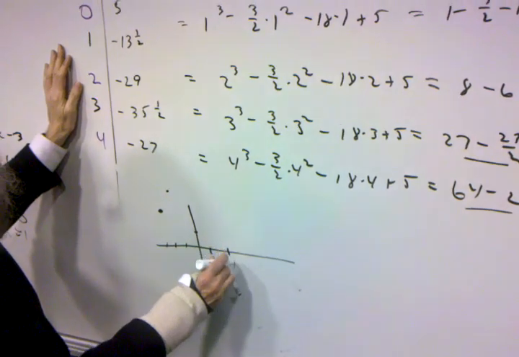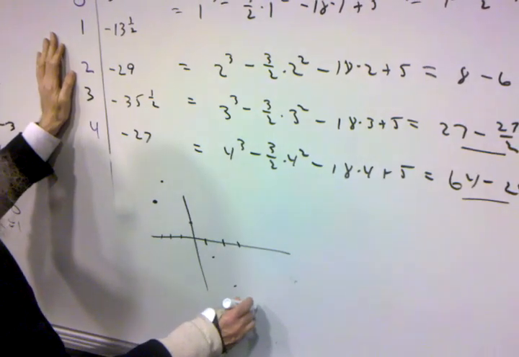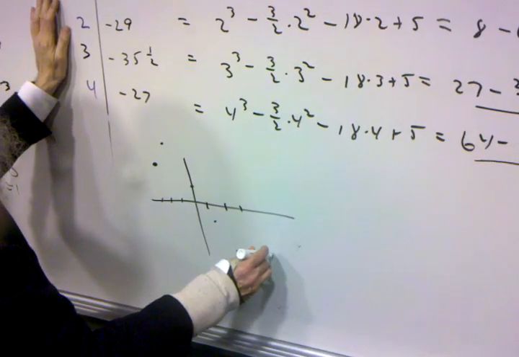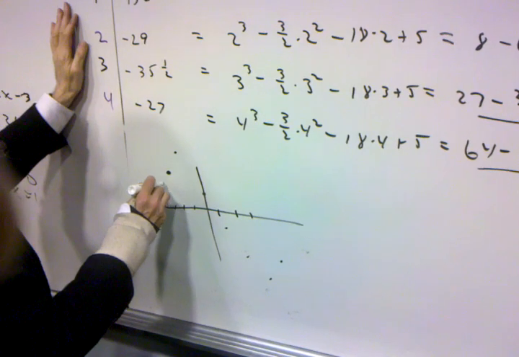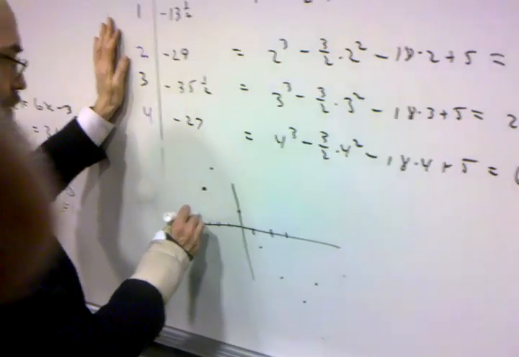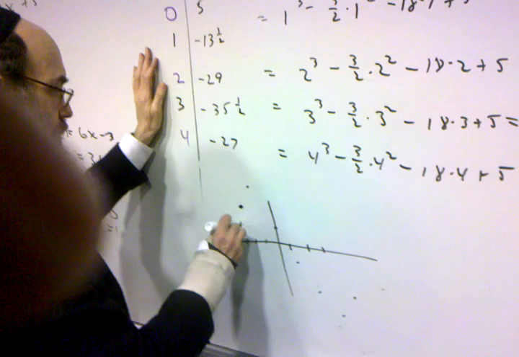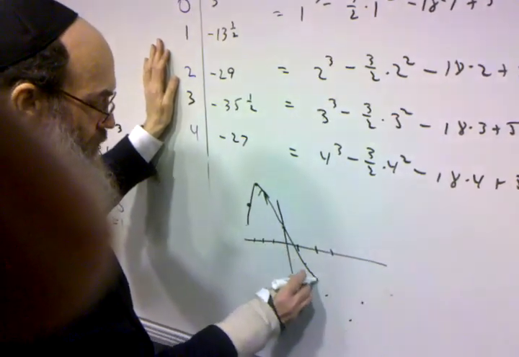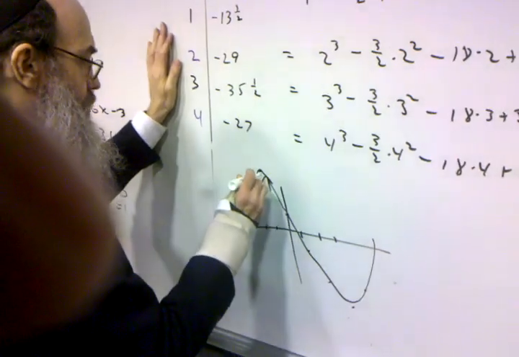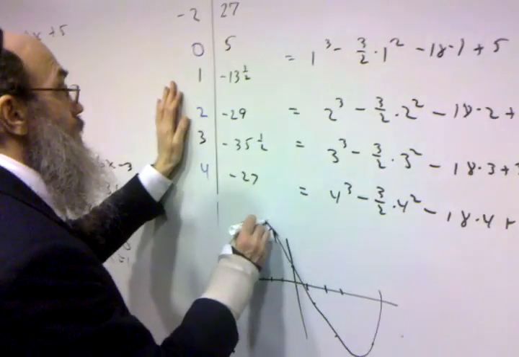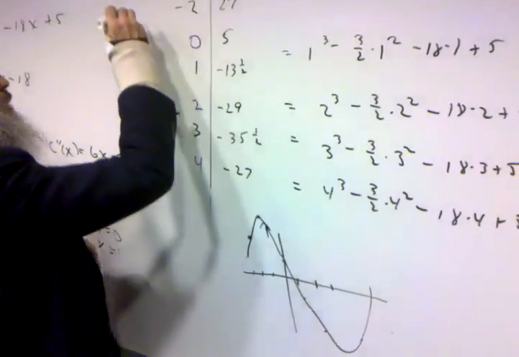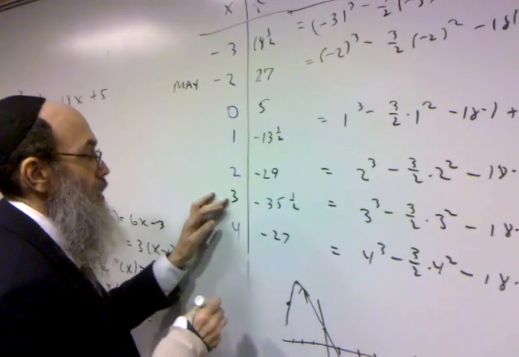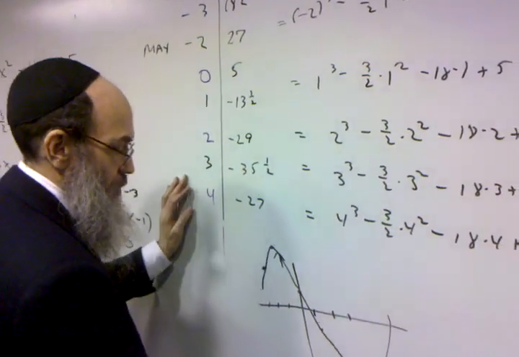This is 1, this is 2. 3 is minus 35.5, it's even lower. And 4 is minus 27, which is right about there. So the graph looks something like this. So I'd say negative 2 is a maximum. This would be a maximum, relative maximum. And 3 is a relative minimum.